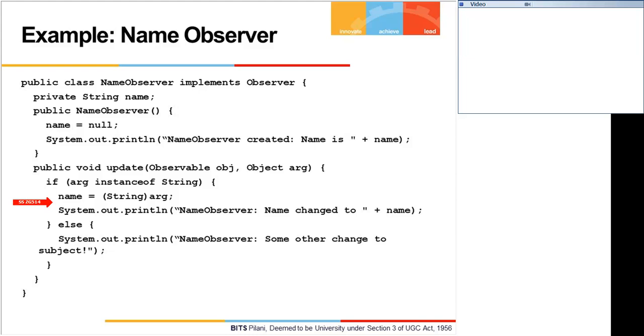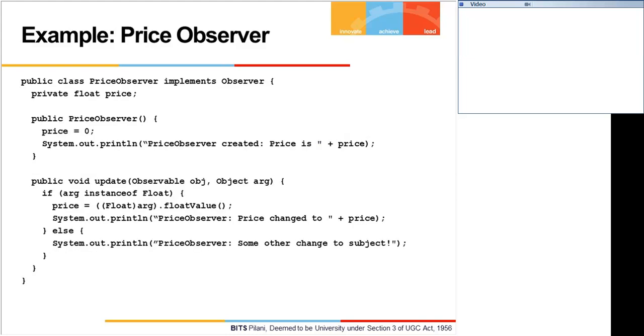Similarly, there is a price observer. The price observer implements the observer interface and has a price attribute with it. Now, this also implements the update method. Again, the notified object invokes the update of this particular price observer, and passes to it this object argument.